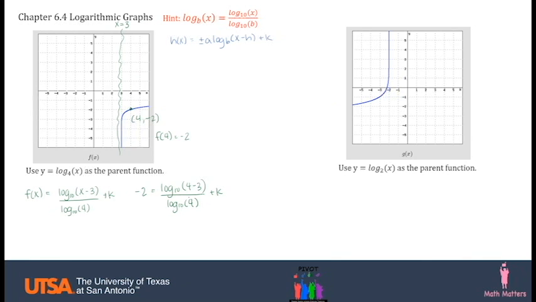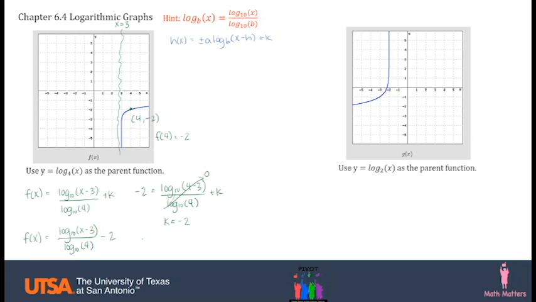So since 4 minus 3 is 1, log of any base of 1 is going to give us 0. So 0 divided by whatever this is down here is still just going to be 0. So k is negative 2. And then our equation f of x equals log base 10 of x minus 3 over log base 10 of 4, minus 2, is our equation.